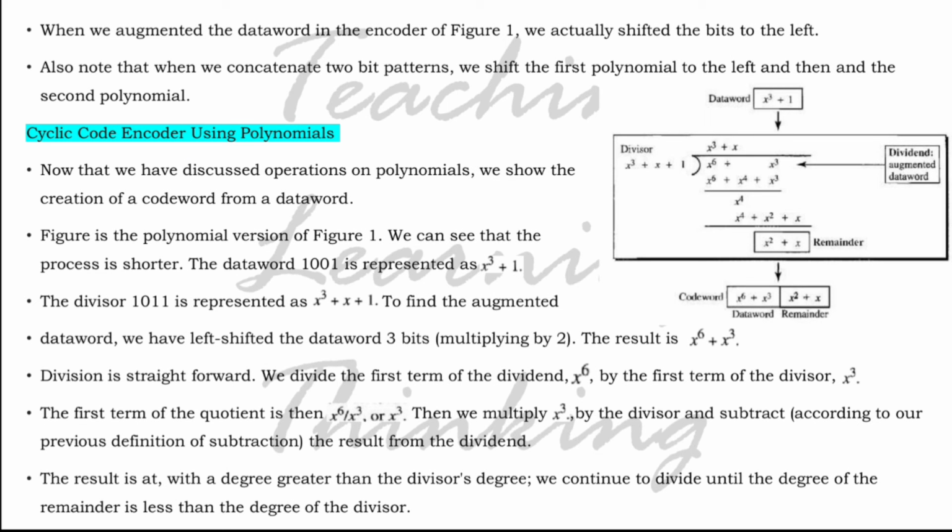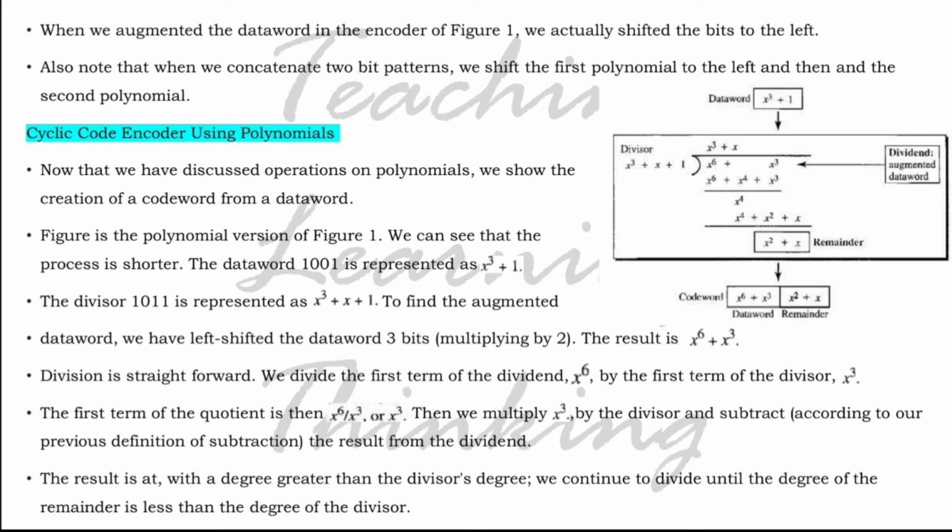So when we augmented the data word in the encoder as in figure 1, we actually shifted the bits to the left. Also, in order that we can concatenate two bit patterns, we shift the first polynomial to the left and then the second polynomial. So, cyclic code encoder using polynomials. Now that we have discussed the polynomial operation, we show the creation of a code word from a data word.